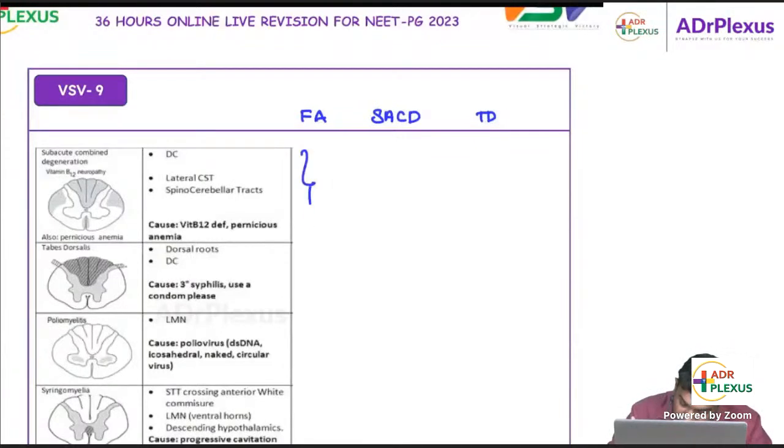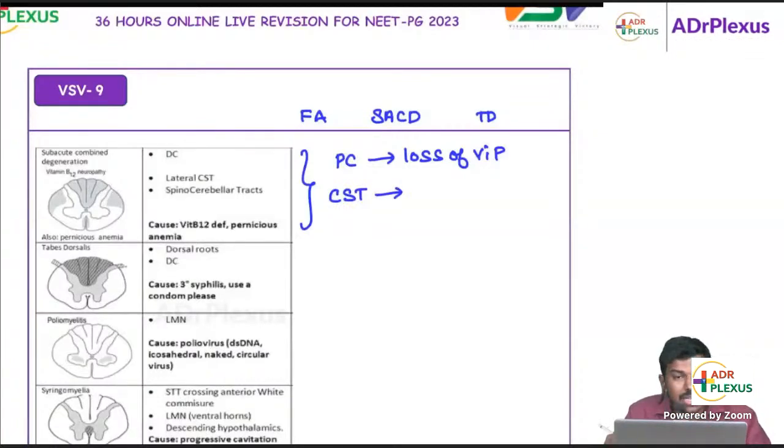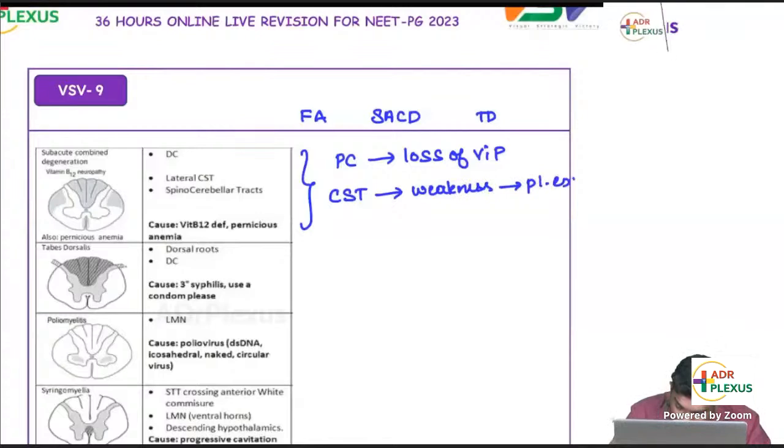Now whenever you have a patient with subacute combined degeneration, it involves the posterior column. Whenever the posterior column is involved, there is loss of VIP sensation. Next, it involves the corticospinal tract, so the patient has weakness and a plantar extensor response. Then there is involvement of the spinocerebellar tract. What is going to happen? PSA has no syndrome. Only ASA has a syndrome called Beck syndrome.